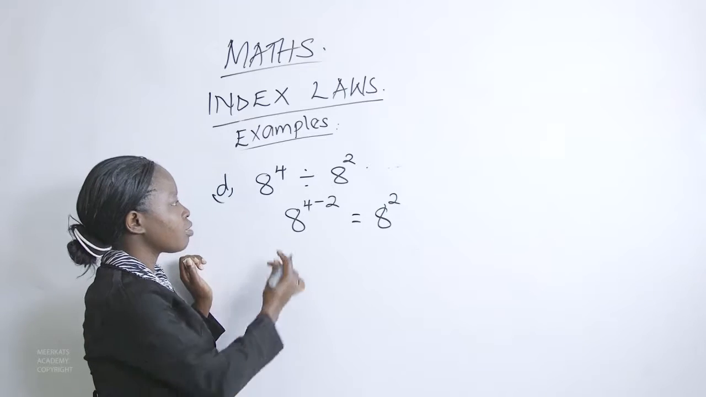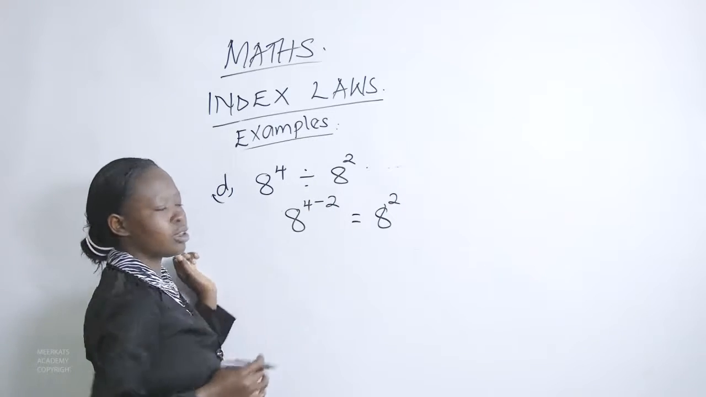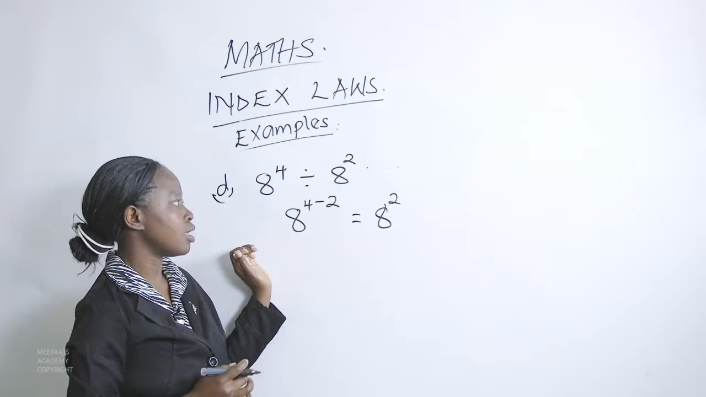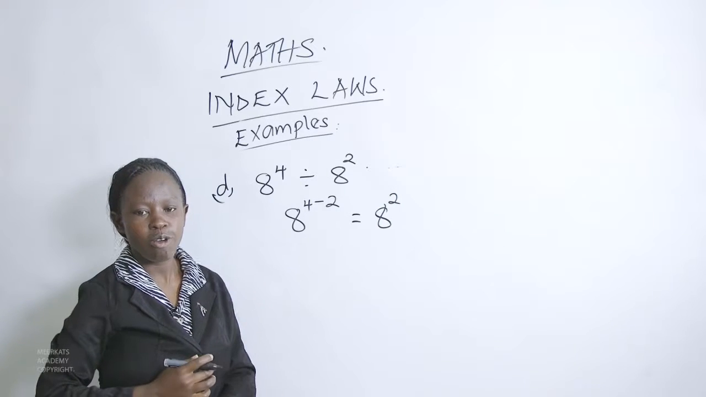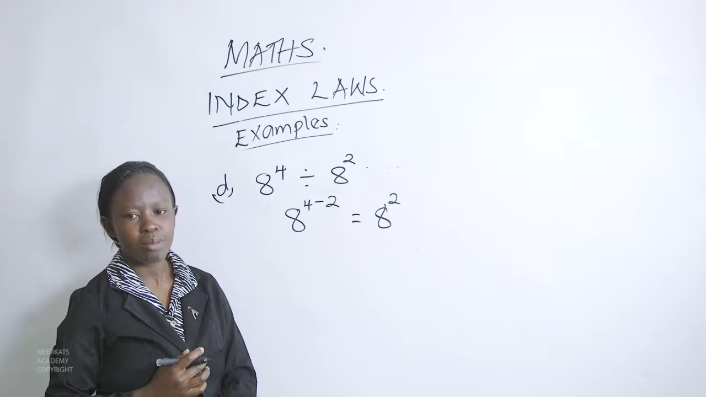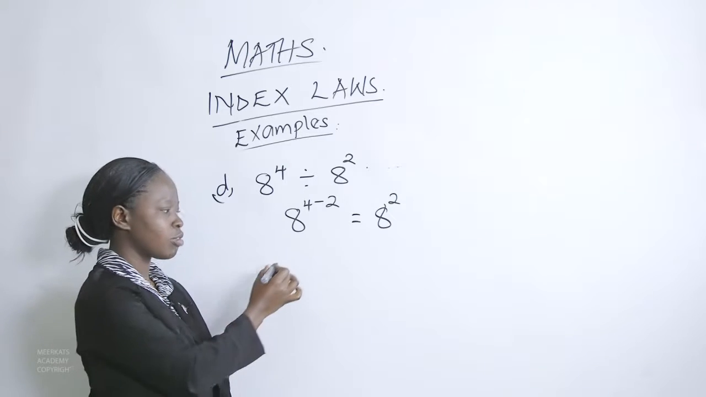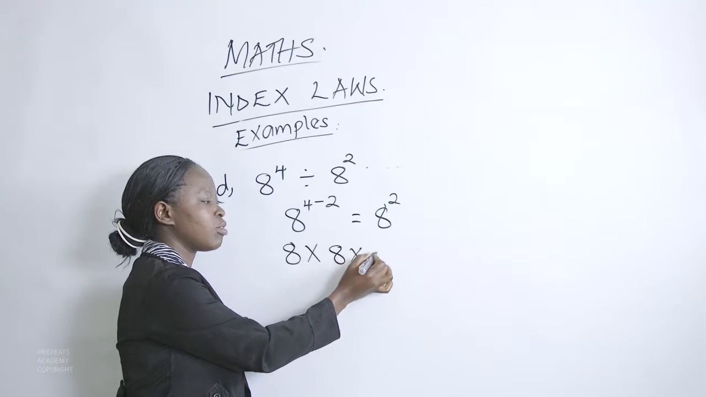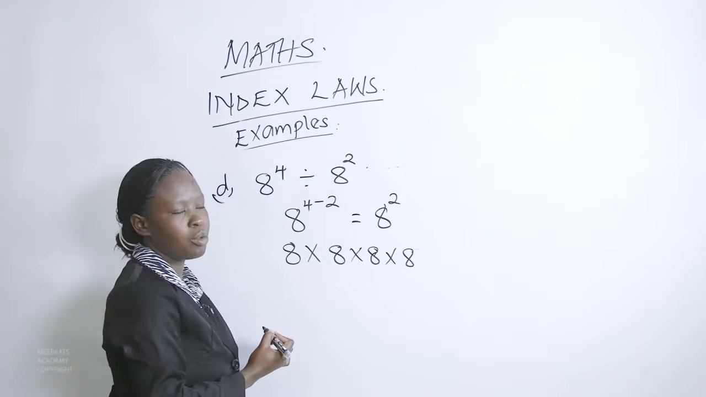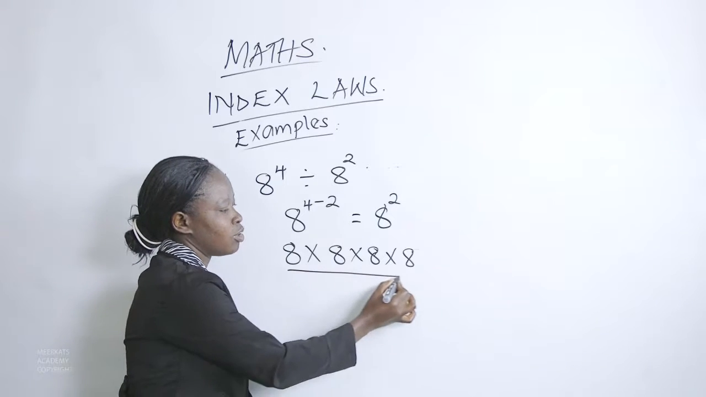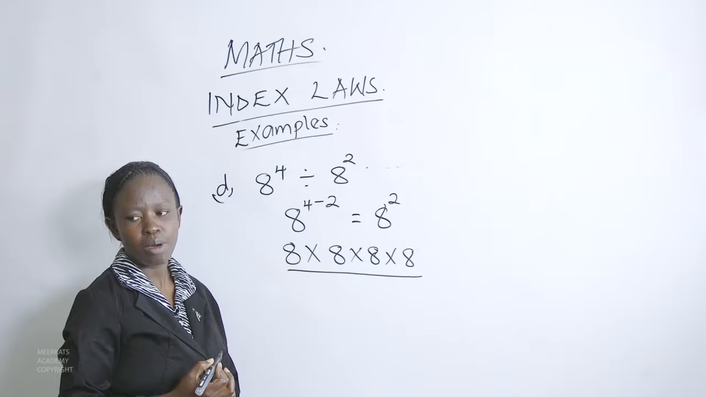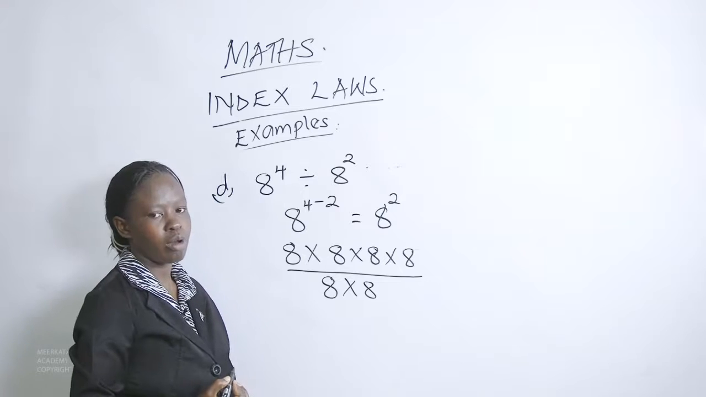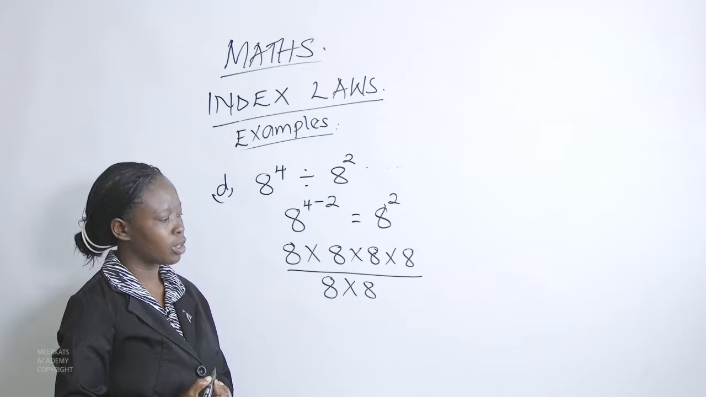We can try and prove why the division gives us the subtraction sign. When we have 8 to the power of 4, it simply means that I'm having my 8 repeated 4 times. So I'm having repeated multiplication of 8 4 times. So I have 8 times 8 times 8 times 8. Then we are dividing. So divide by 8 to the power of 2. So it means that I'll have 8 times 8. It means that I'm repeating my multiplication twice.